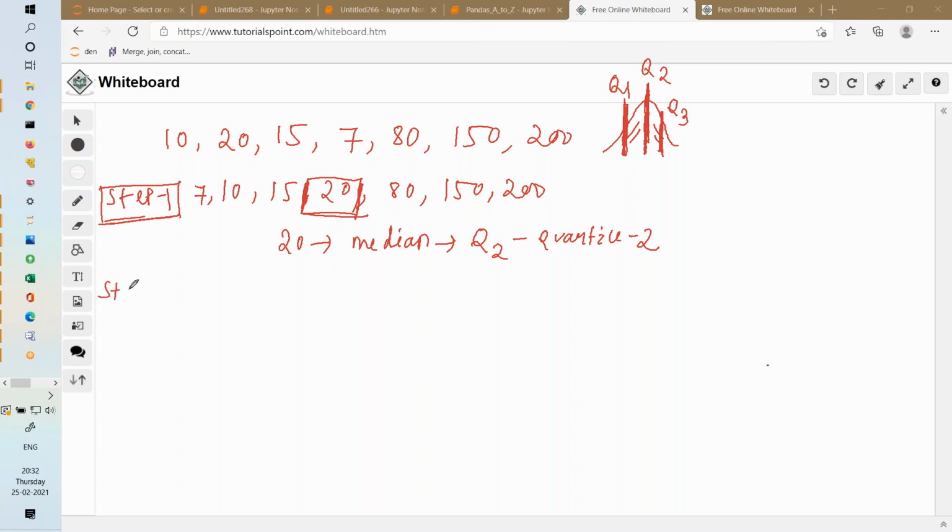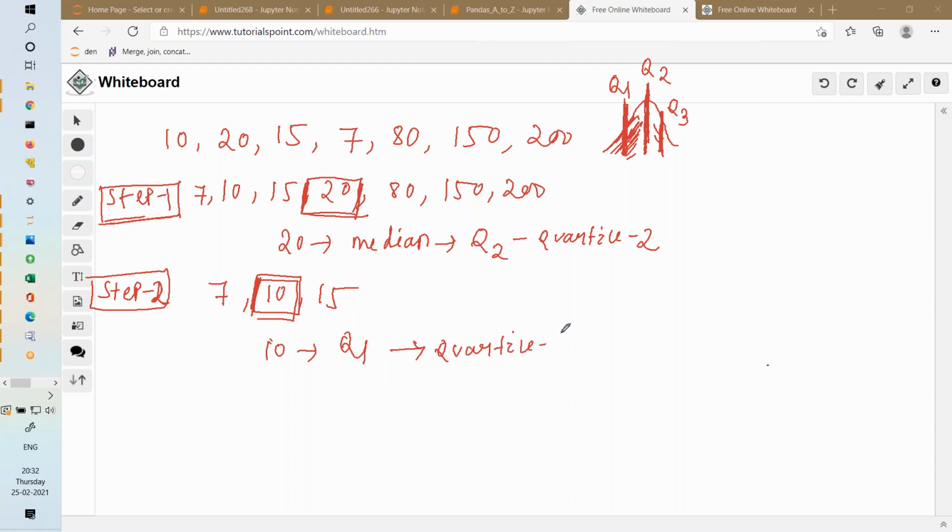Now in step 2, you find Q1, and in step 3, you find Q3. In step 2, you take the first 50 part of the data and divide it again into 50-50 by finding its median. So this 10 is my Q1. It is called quartile 1, or Q1.